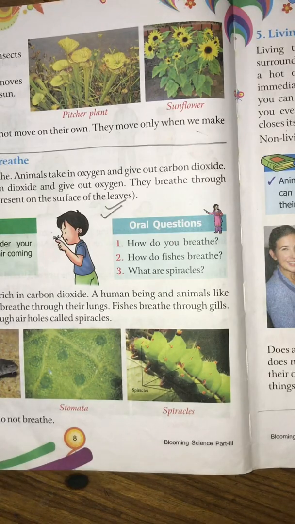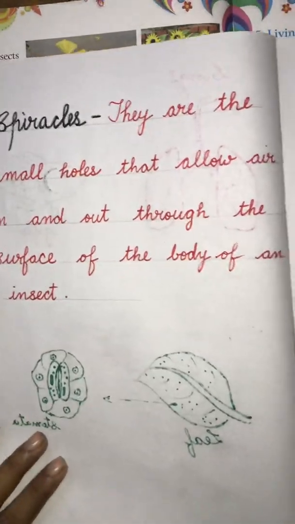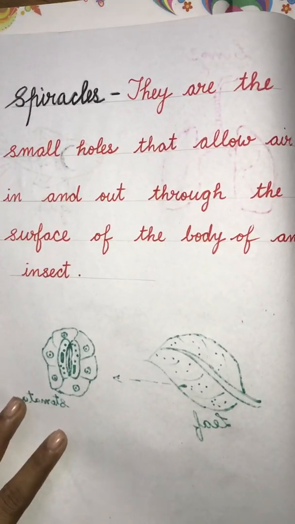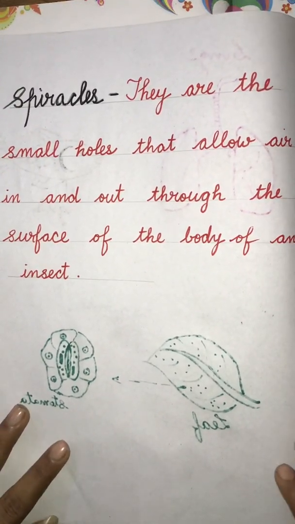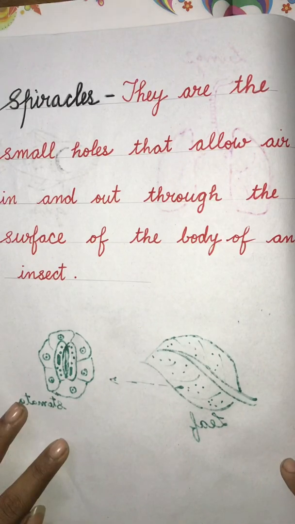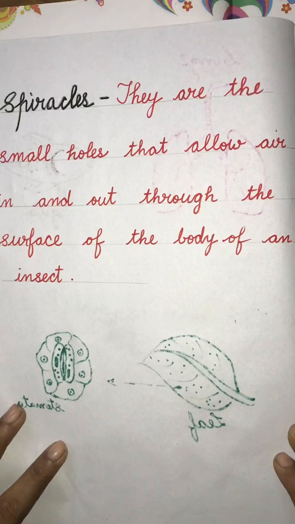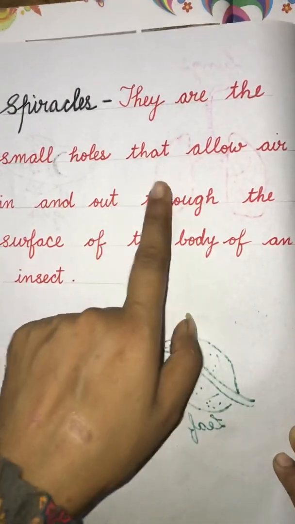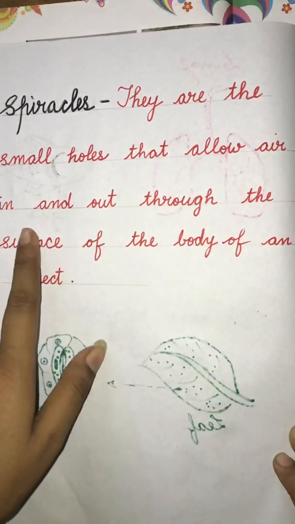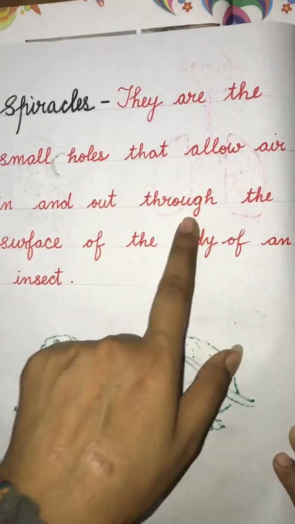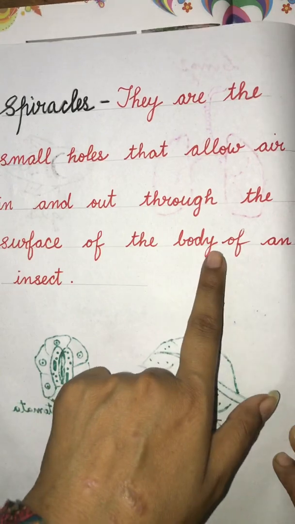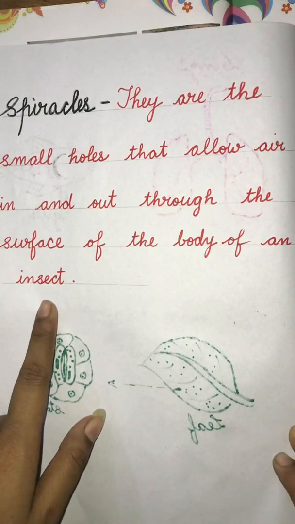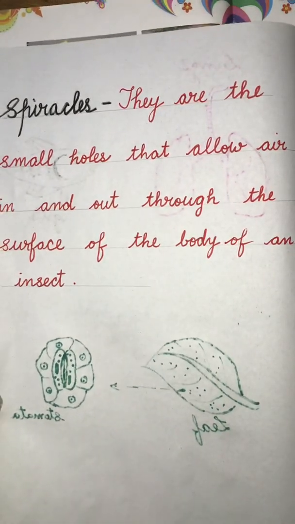What are spiracles? I have written a small definition here. You just write this. Spiracles are the small holes that allow air in and out through the surface of the body of an insect. Write this, children.